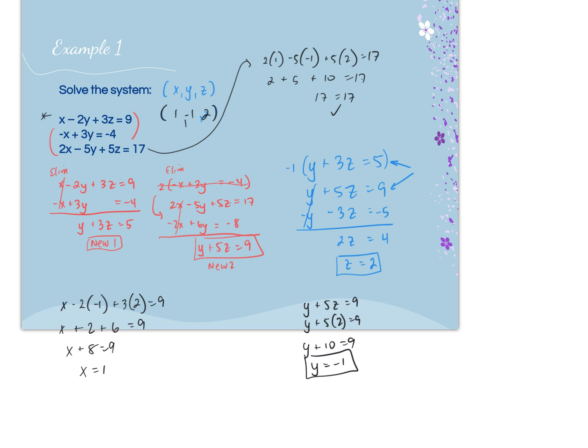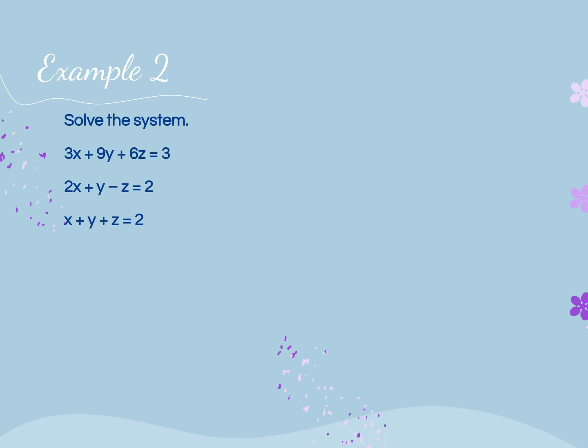Just take your time. Okay, so again, here we have another system we have to solve. We're going to have a bunch of these examples. I'm going to start again. I'm going to take 2 of them, and I'm going to create my new 1 and my new 2. So I'm going to start with the first 2. 3x plus 9y plus 6z equals 3, and 2x plus y minus z equals 2.